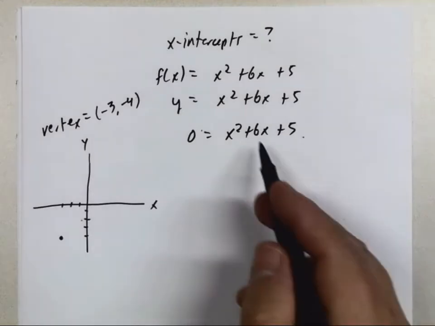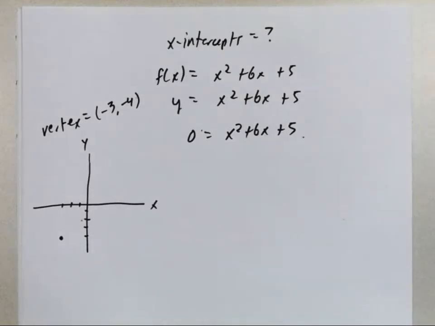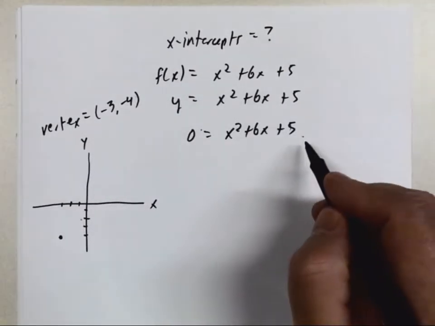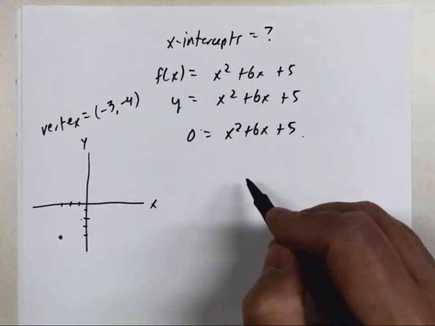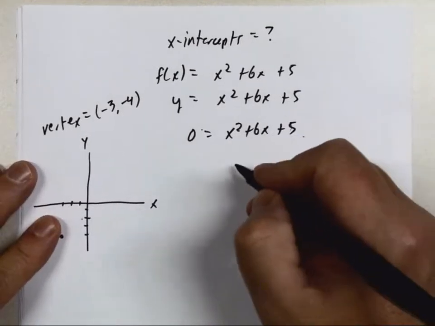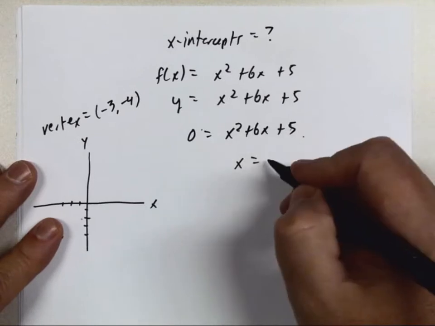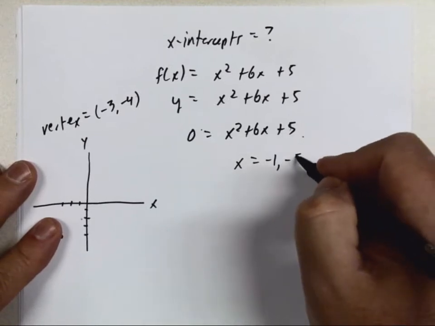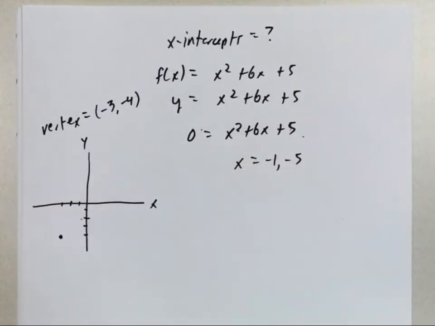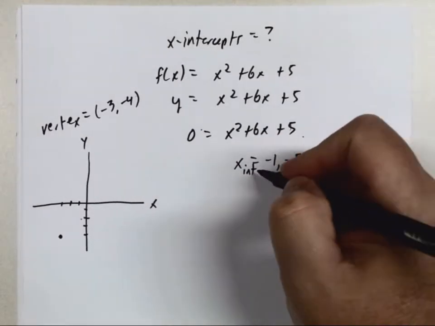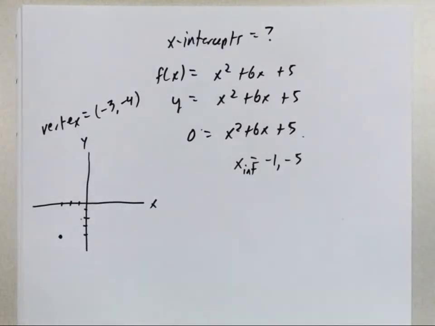So what are we going to do here? We're going to solve this quadratic equation. As a matter of fact, we've already solved this before. We could factor it. We could use the quadratic formula. But whatever we do, when we solve it, we found the solutions to be -1 and -5, which are really my x-intercepts.